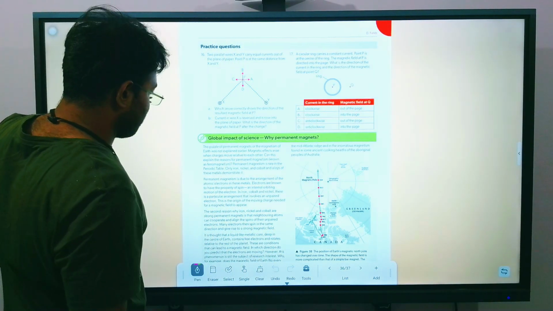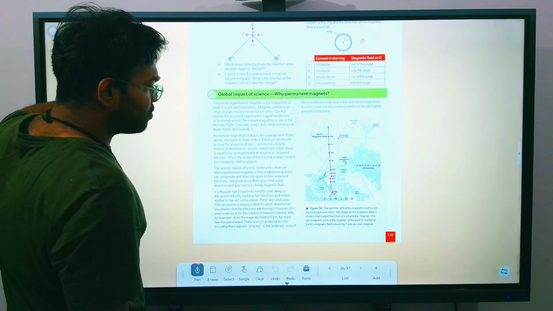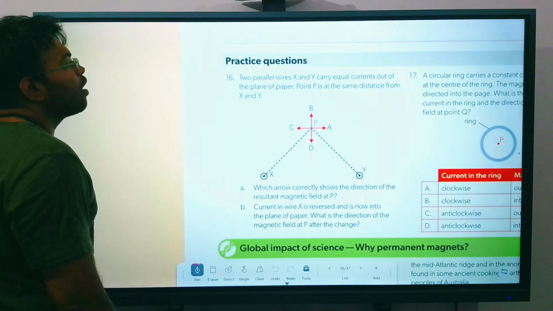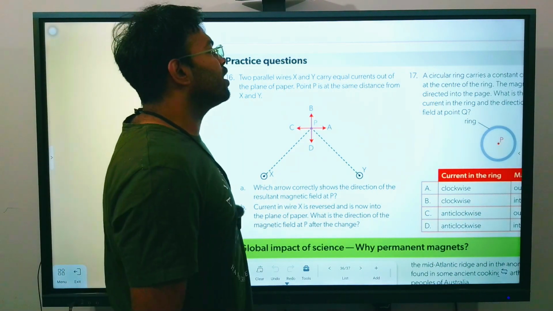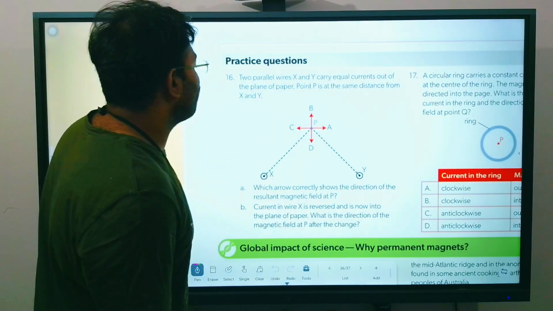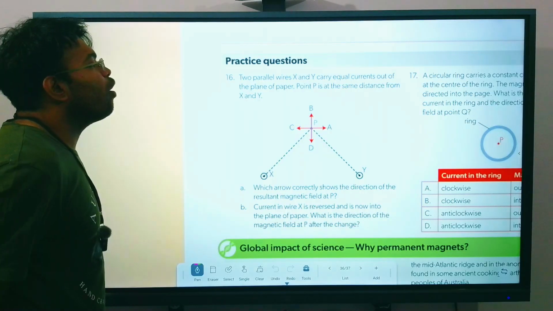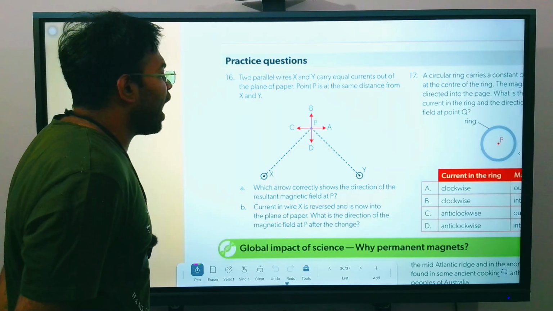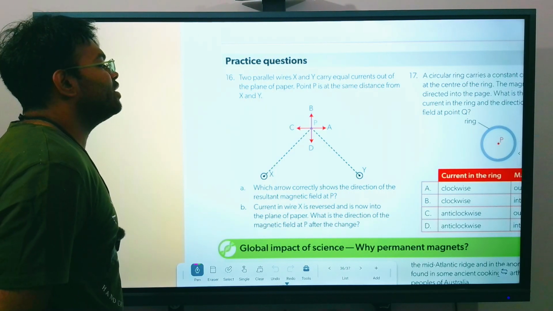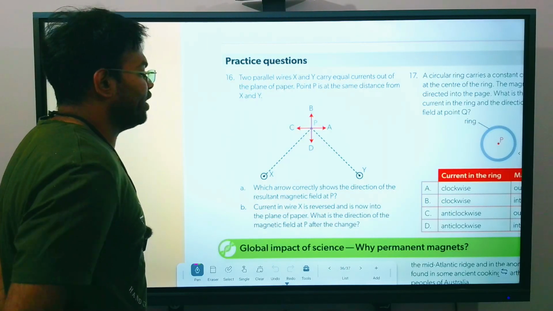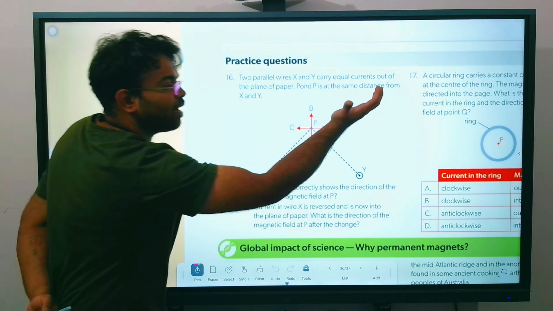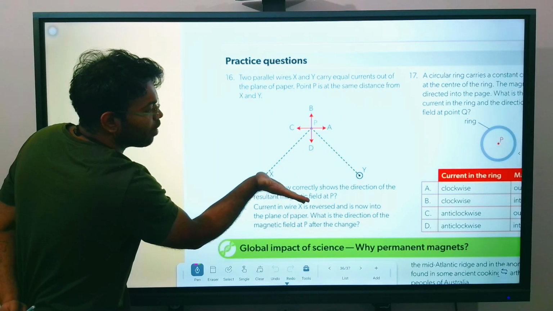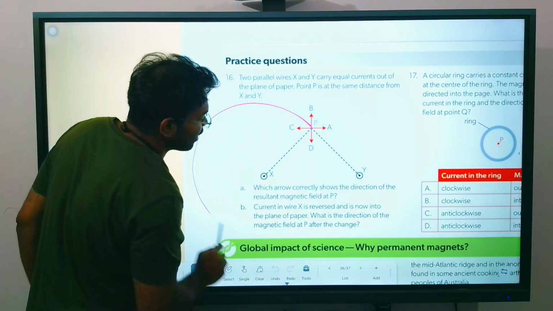Two parallel wires. Is this the last page? Yeah. Two parallel wires X and Y carry equal currents out of the plane of paper. Both of them are coming out. Point P is at the same distance from X and Y. Which arrow correctly shows the direction of the resultant magnetic field? Okay, let's place our thumb exactly like this. We have placed it. Now, we'll draw an imaginary circle like this.